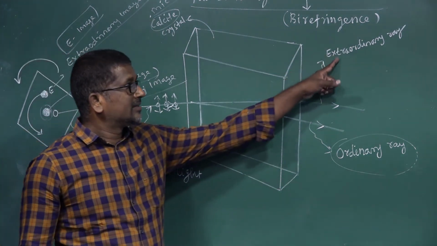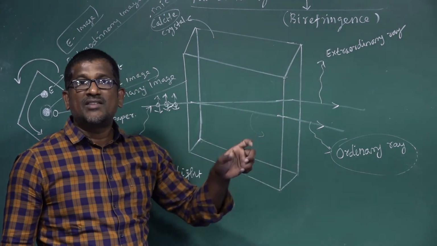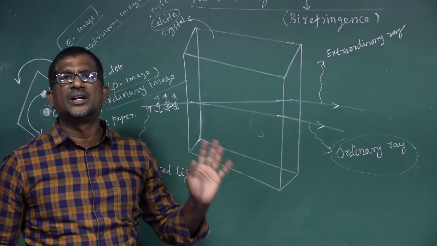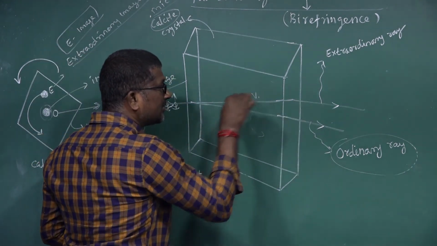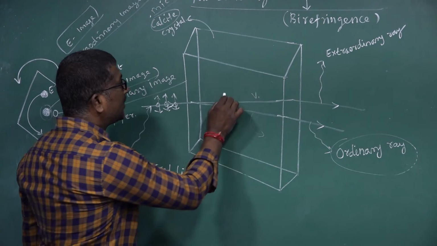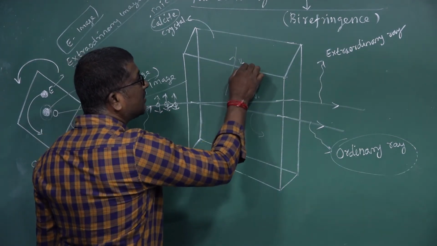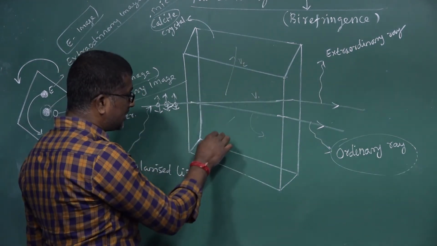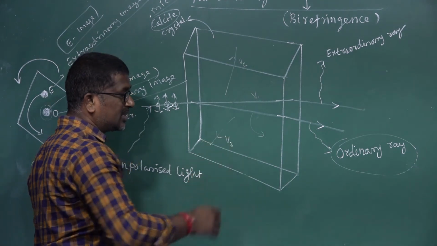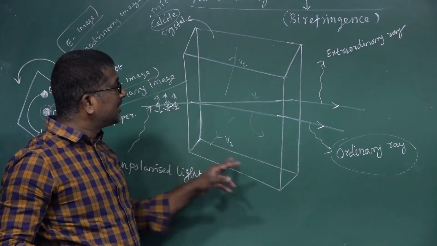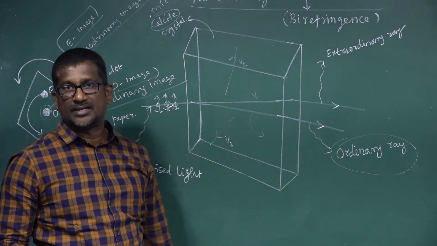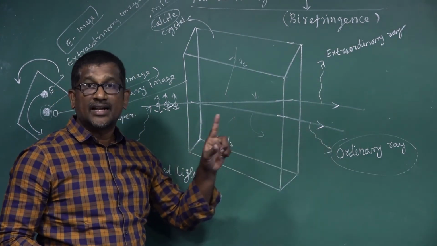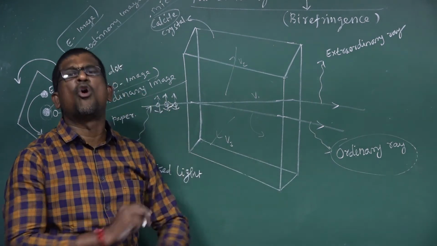Right? Whereas the extraordinary ray travels with a different velocity in different directions. If the extraordinary ray travels in this direction, its velocity is, suppose, v1. If it travels in this direction, its velocity becomes v2. And if it travels in this direction, its velocity becomes v3. So inside the double refracting crystal, the extraordinary ray travels with different velocities, whereas the ordinary ray travels with the same velocity in all directions.